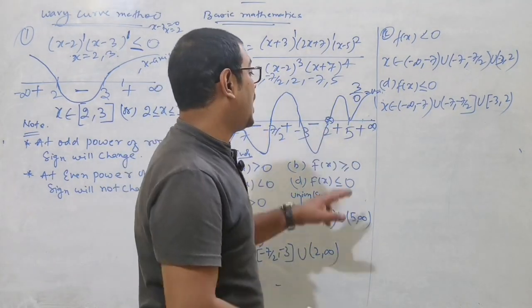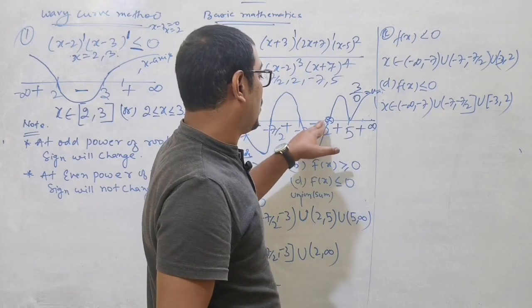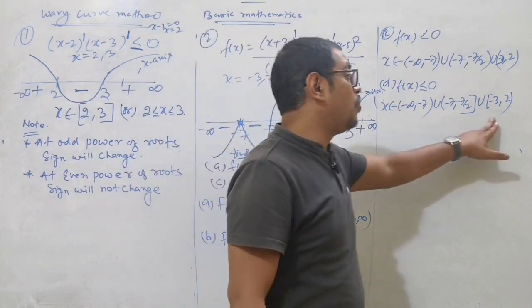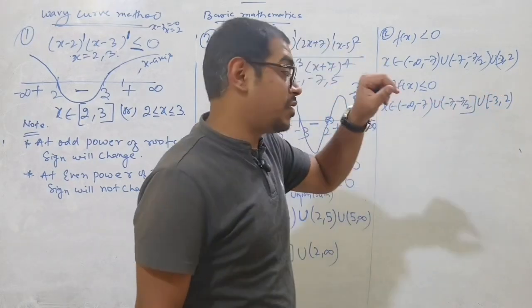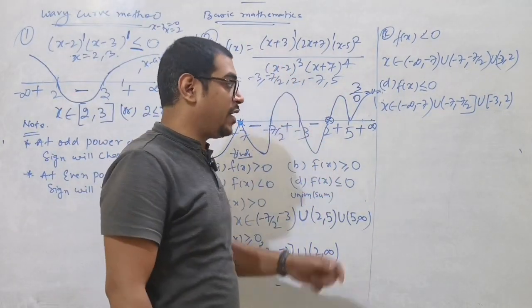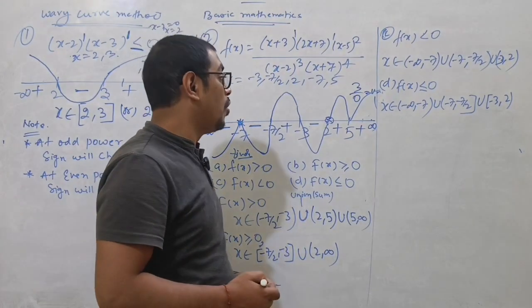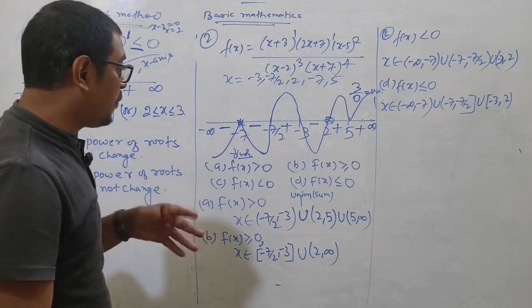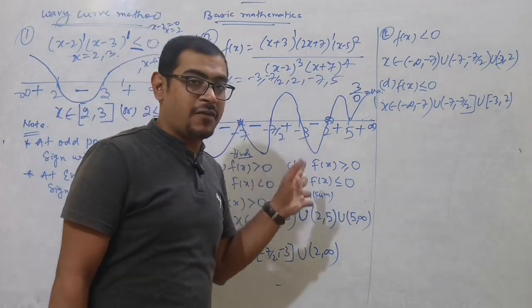So minus 3 to 2, but 2 is always a small bracket because we can't take 2 as it is in the denominator. So I hope the sign scheme is clear now. If you have any confusion you can ask, or you can watch the video again.